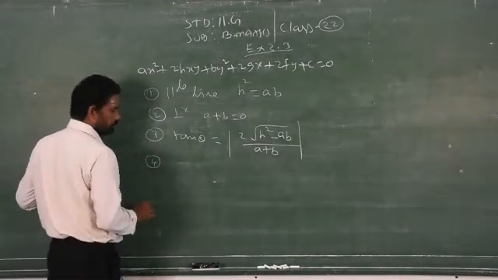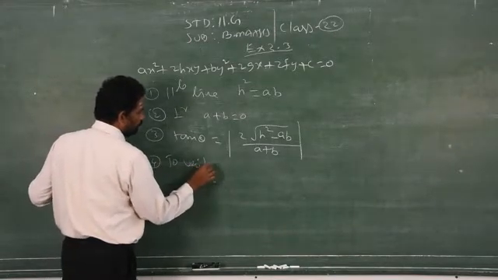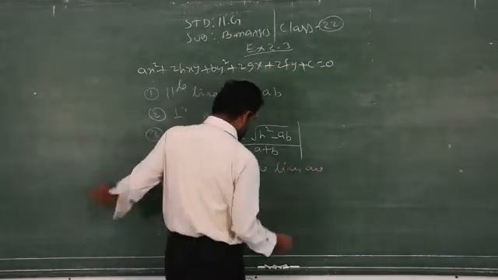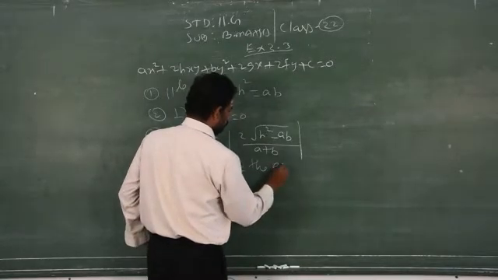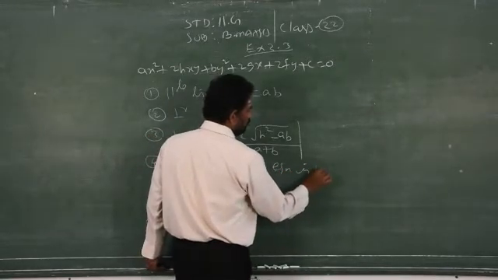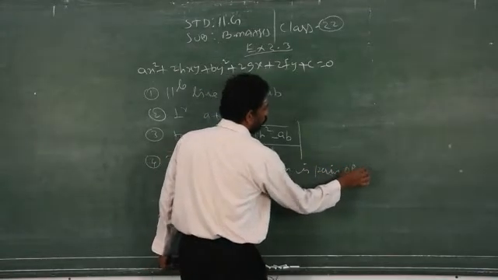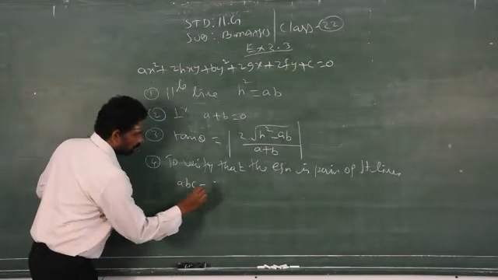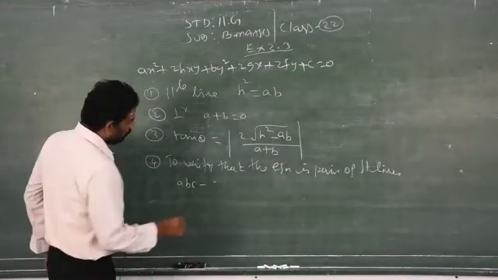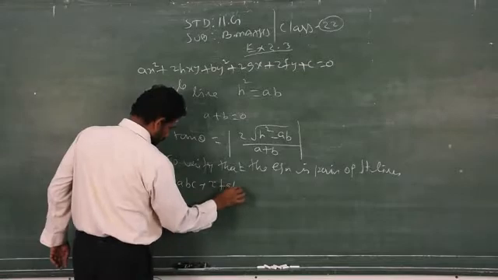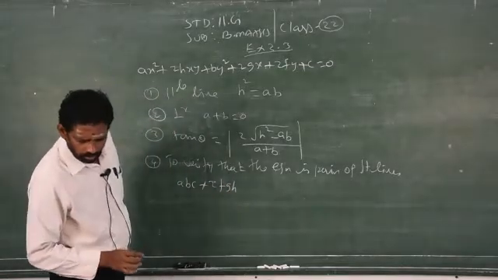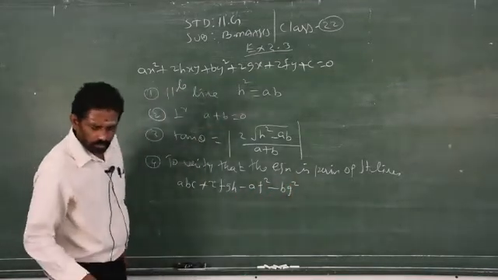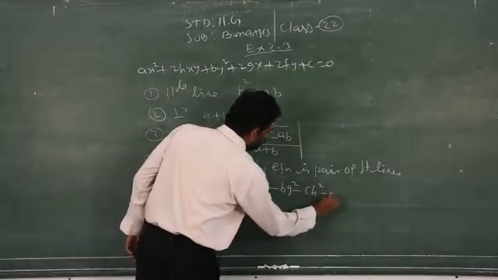Question number 4, to verify that the equation is a pair of straight lines, the condition is ABC plus 2FGH minus AF square minus BG square minus CH square is equal to 0.